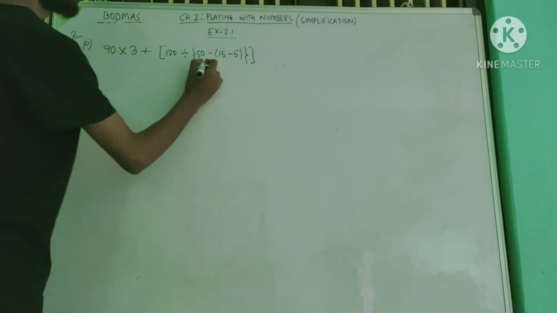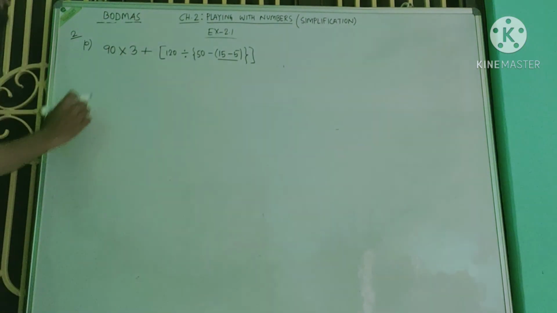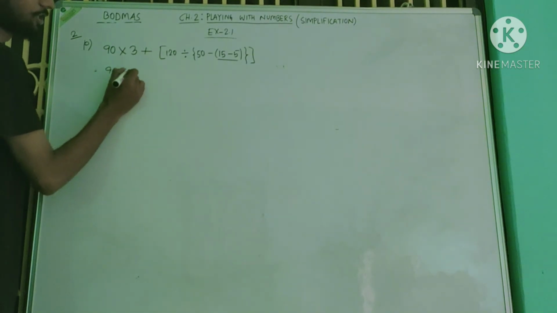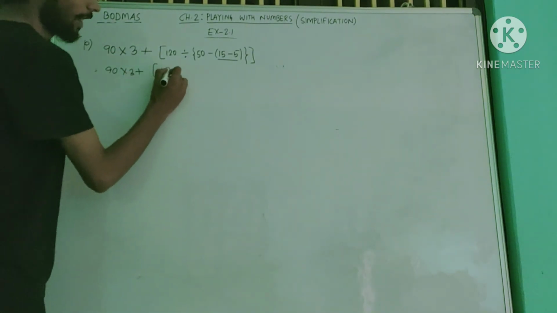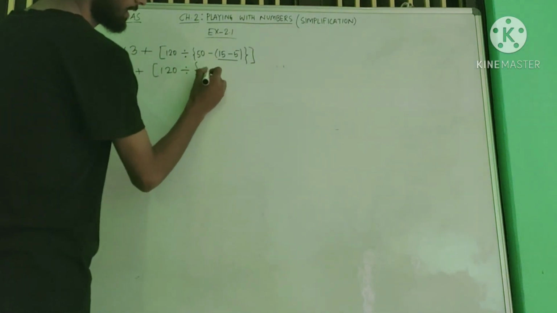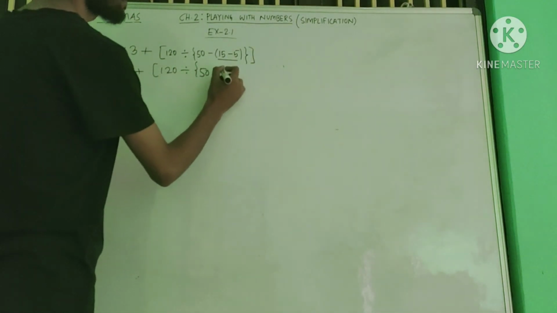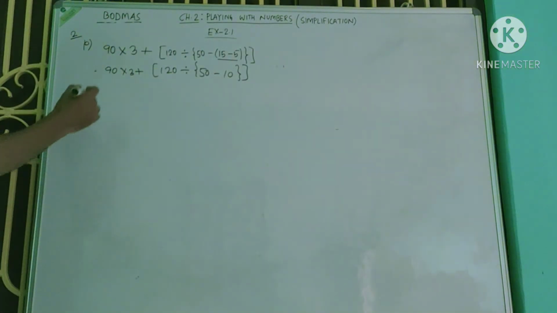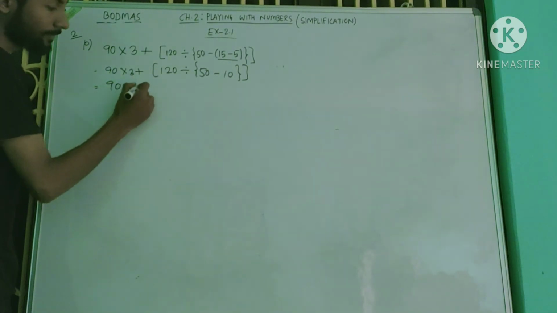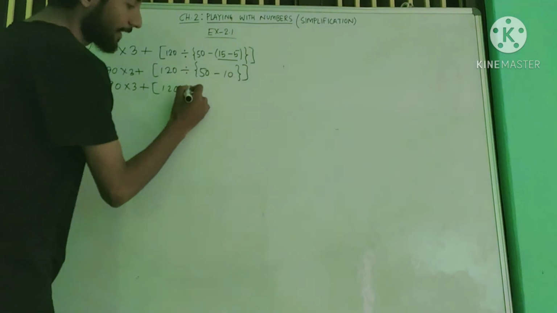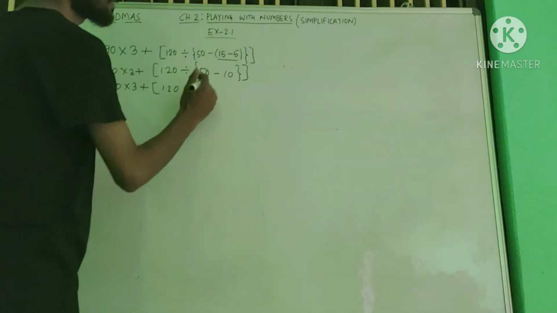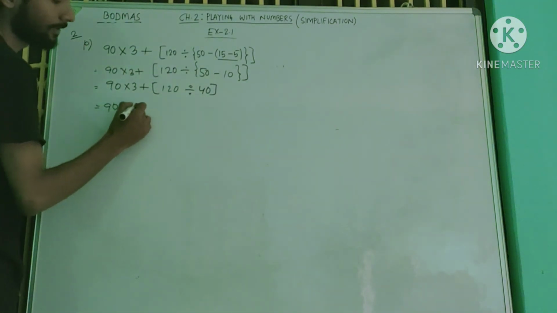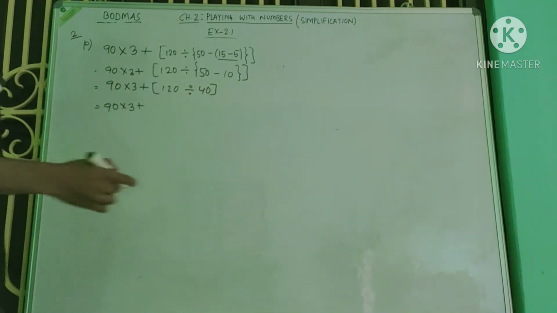Now we will solve this question. Here the first bracket is there. So what do we have to do? We have to solve the first bracket first. So 90 into 3 will remain the same, plus 120 divide 50 minus 15 minus 5 is 10. Now the first bracket will vanish. So 90 into 3 plus 120 divide, for the second bracket there is 50 minus 10, which is 40. Now 90 into 3 plus 120 divided by 40.